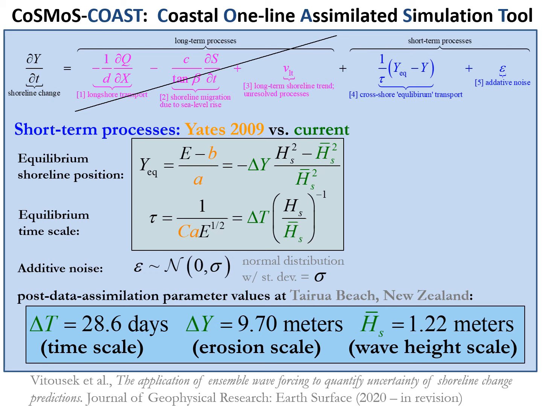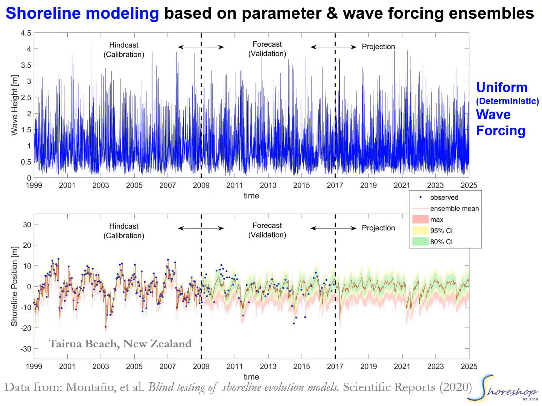So for this example, which I'll show next at Tairua Beach, New Zealand, the best fit parameters of our shoreline change simulation are about a month for delta T, about 10 meters for delta Y, and HS bar is about 1.2 meters, which is very close to the average value of the wave height. So here I'm now showing some simulations of that modified Yates model for 3 different periods at Tairua Beach, New Zealand, which was a well-modeled beach as part of this ShoreShop workshop in New Zealand.